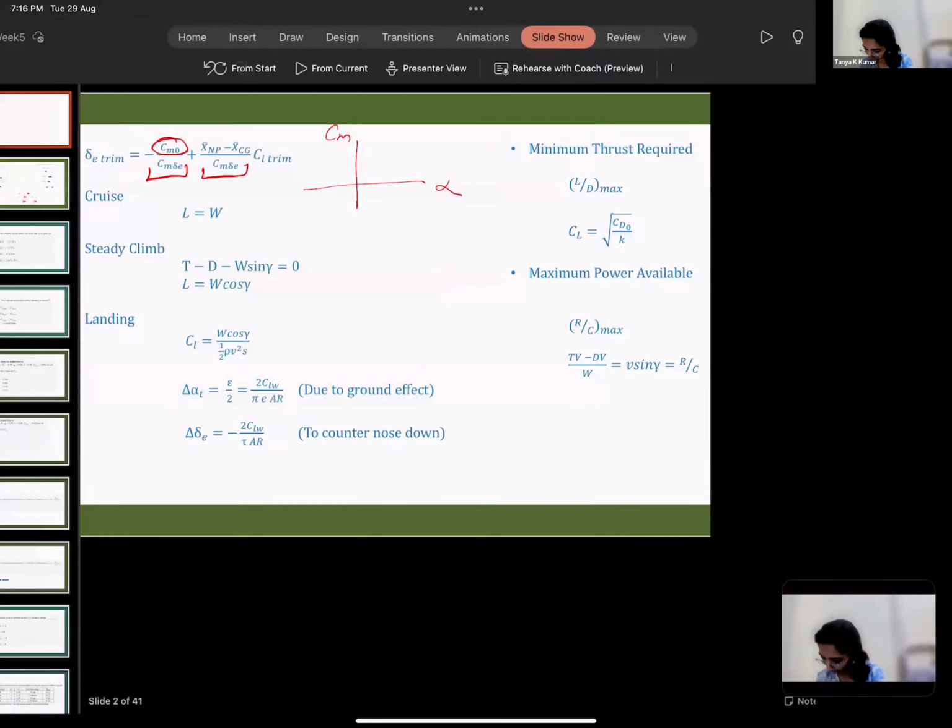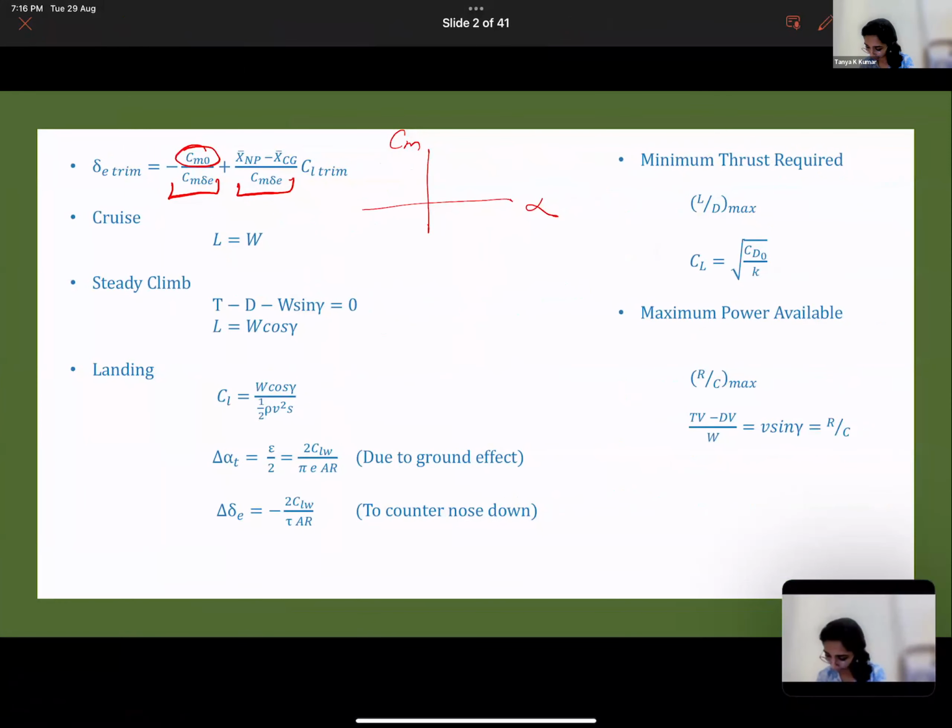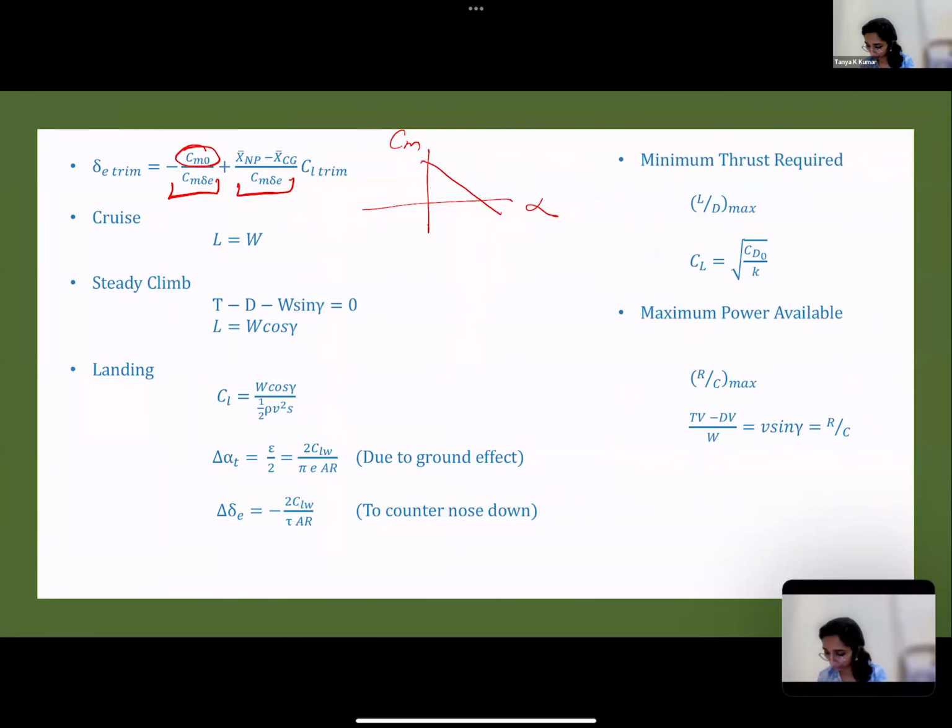So the graph looks something like this, with a positive intercept CM naught and the slope CM alpha. So why is the intercept positive? Or why do we want it to be positive?